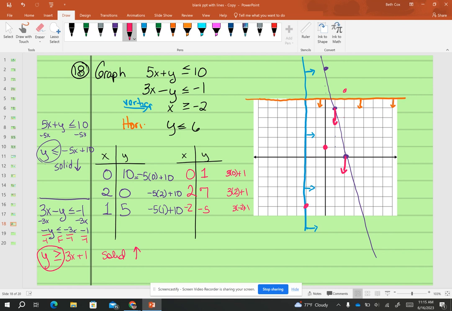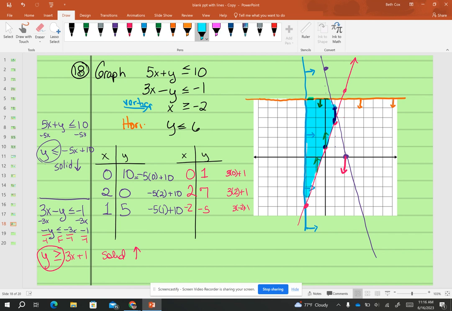Okay, so there's my line. It is a solid line. Here we go. And I am shading above it. Okay, so now you can see below the yellow one, below this one, above this one. Do you see where all these arrows are coming together in this shape right there?